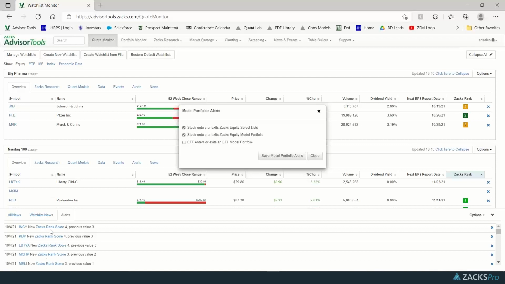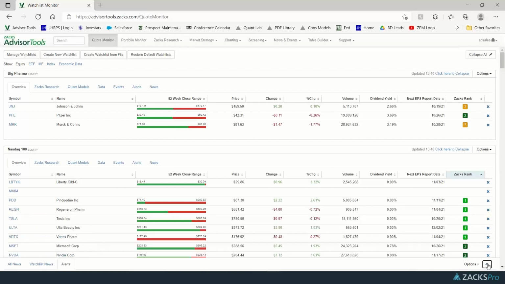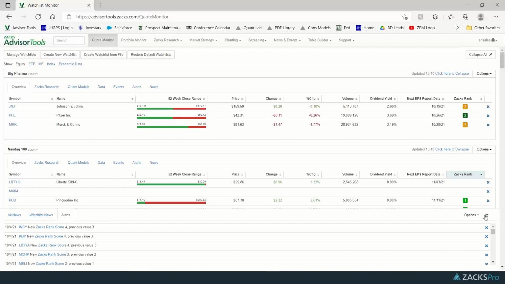then anytime there's a change to any of the equity select list once a quarter or the equity model portfolios, they will appear here in your alerts window. So it's really nice to have that visible at all times down at the bottom. So you can suppress it by clicking this arrow, and then you can bring it up by clicking this arrow here.